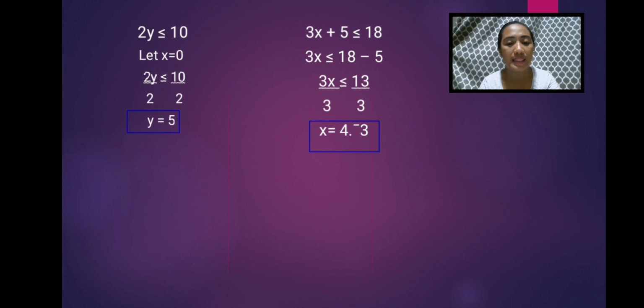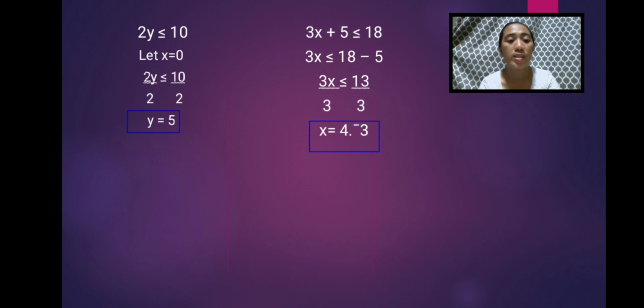We will solve the last point, which is from the polyester, which is 2y greater than or equal to 10. Then we let x equal 0. So 2y is greater than or equal to 10. Divide both sides by 2. So 2y over 2 greater than or equal to 10 over 2. So we come up with the solution, which is y is equal to 5.